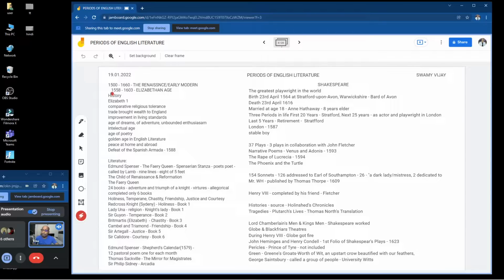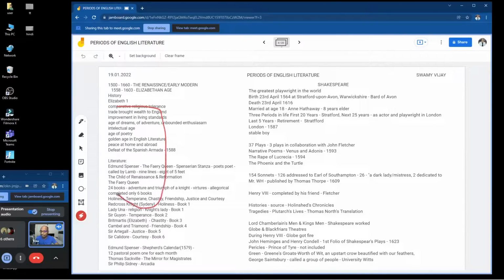Okay, and now we have 1500 to 1660, the Renaissance or early modern period, and again we have divided it: 1558 to 1603 the Elizabethan period, then the Jacobean period, then the Carolean period, then comes the Commonwealth period or Puritan Interregnum, which we are going to complete in this class only. So in this session we are going to complete the introduction for the Jacobean period, Caroline period, and Commonwealth period, also called the Puritan Interregnum. All those things we are going to complete.